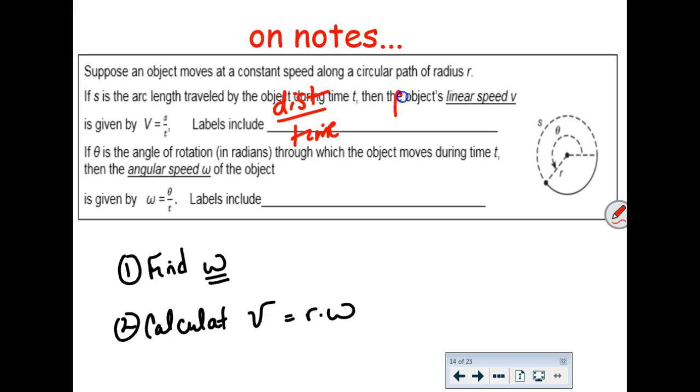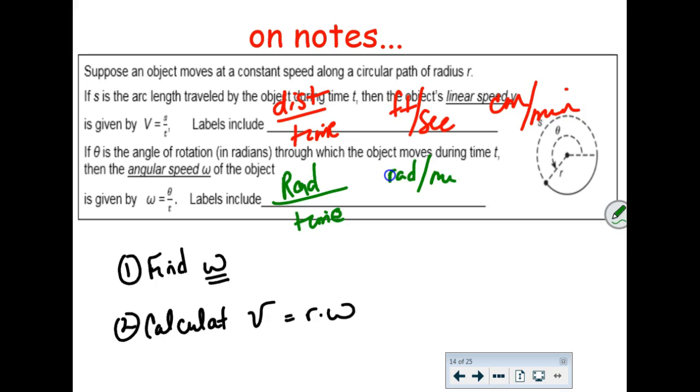So things you might see are feet per second, centimeters per minute, things like that. So just make sure if you're supposed to be labeling a linear velocity question, you don't tell me something weird like radians per minute, because that's weird. Angular velocity, however, is measuring angle over time, but remember, it's always radians. So it's going to be a number of radians divided by time. So things like radians per minute, radians per second, and radians per hour.